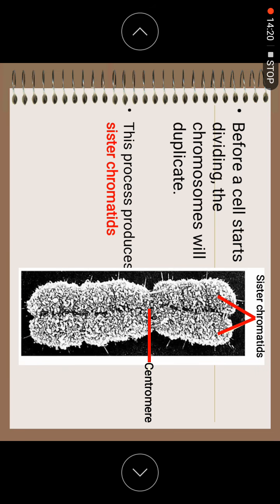Here you can see this is the chromosome when it is ready to divide. If they are not ready to divide, they will not be this thick, they will be very thin. When they are ready to divide, the chromosome will duplicate. So that means one part here duplicates the other one. When they duplicate, they produce the sister chromatids. Sister chromatids means this part of the chromosome is exactly the same as this part, and the two sister chromatids are held by the centromere. So now you see how the centromere comes in.